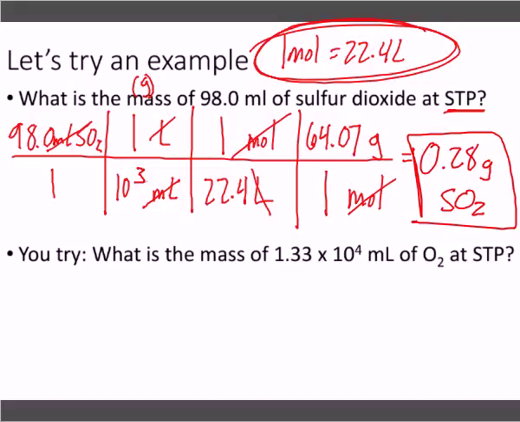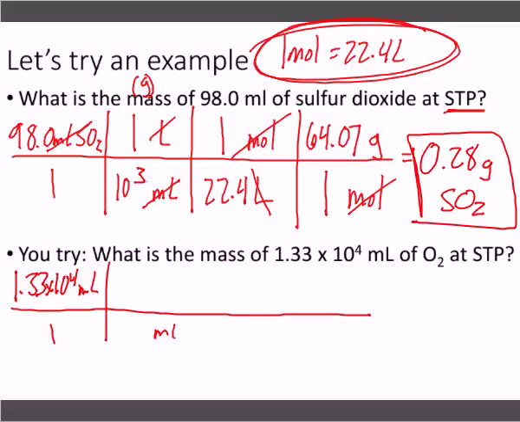You guys try the next one. All right, so we're starting with milliliters again. We've got to go back to liters first. So that means mL on the bottom, liters on the top. 1 liter has 10 to the third milliliters. Then we are at STP, so that makes our work a little bit easier. Liters on the bottom, 1 mole on the top, 22.4 liters.